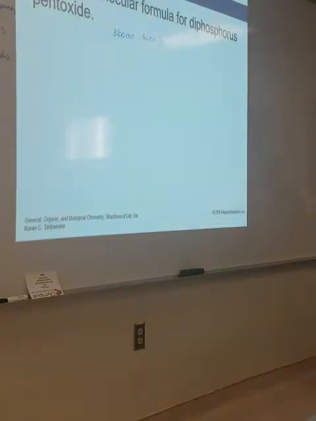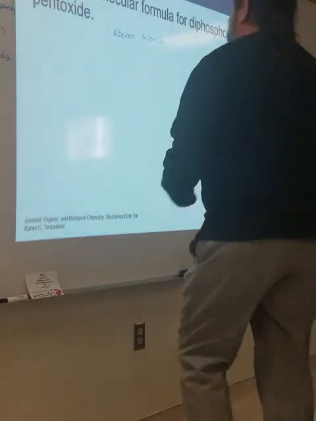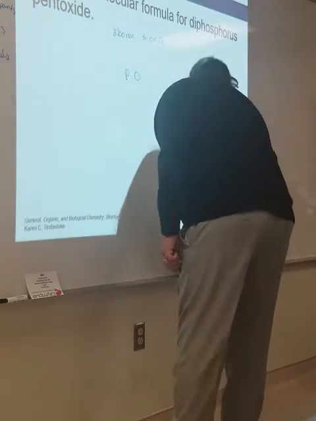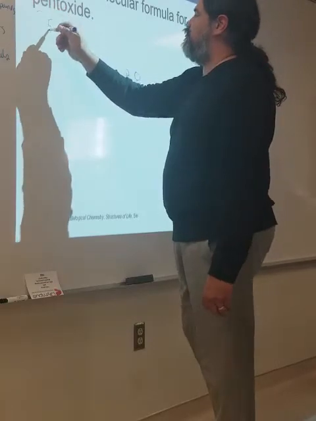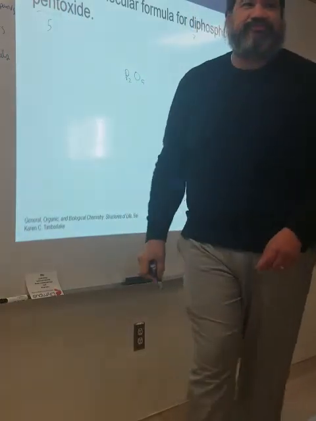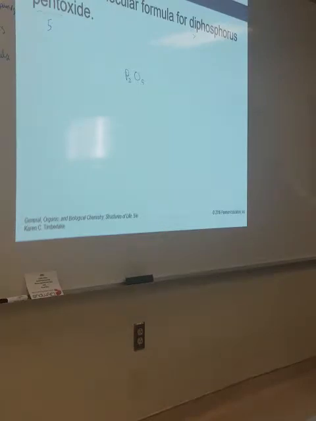Working backwards, they're the same thing. So we've got phosphorus and oxygen, diphosphorus pentoxide. Phosphorus is phosphorus, oxide means oxygen, so it's P2, and di means 2, and pent means 5. P2O5. Again, that's it.